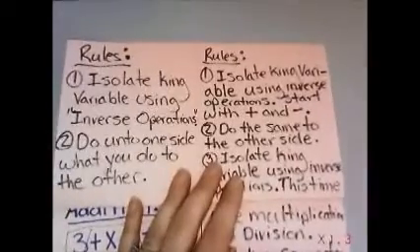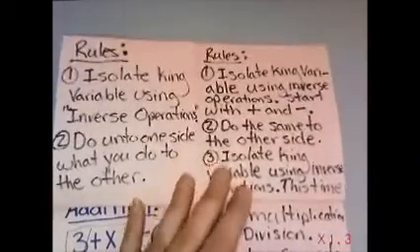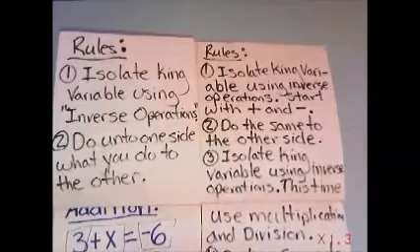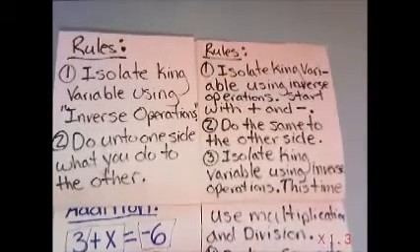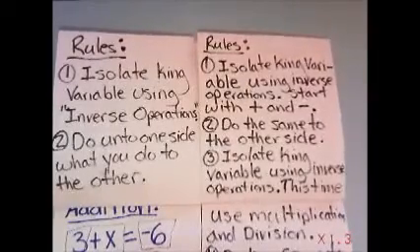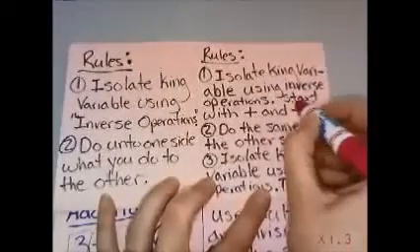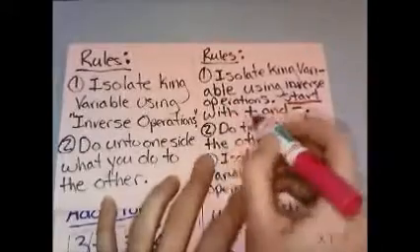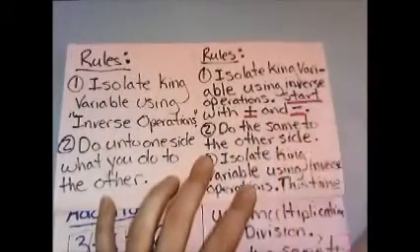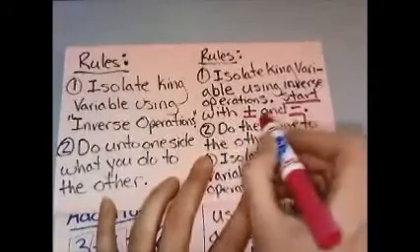Rule number 1 in a one-step equation is isolate king variable using inverse operations. In a two-step equation, it's the very same rule. Isolate king variable using inverse operations, except in a two-step equation, you will start with addition and subtraction first.